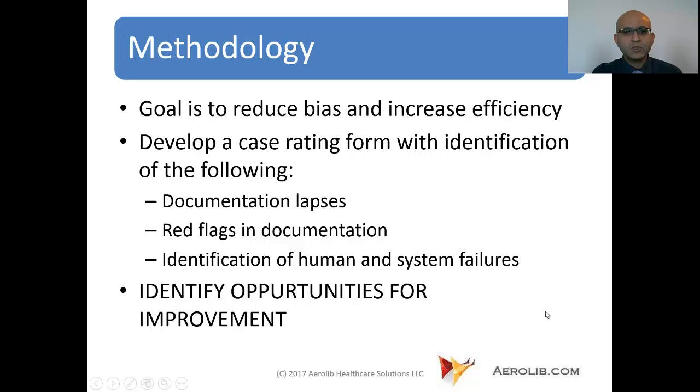Our goal is to reduce bias and increase efficiency. And so we've developed a case rating form with identification of the following: where we find documentation lapses, where we find red flags in documentation, and identification of human and system failures. The goal is to identify opportunities for improvement.